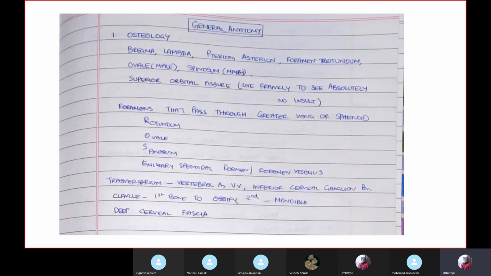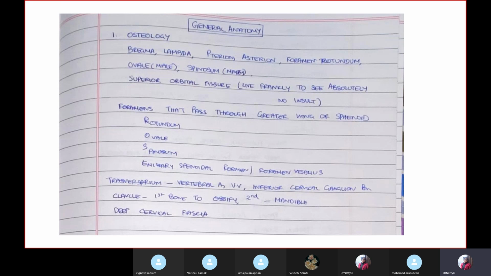Then another one is the structures passing through the superior orbital fissure. For the nerves, there is a mnemonic: Live Frankly To See Absolutely No Insult. Go through the mnemonic, it is there in the book, or even if you Google the mnemonic for structures passing through the superior orbital fissure, you will get some. Why it is important is there are many different nerves which pass through the superior orbital fissure. That is quite important.